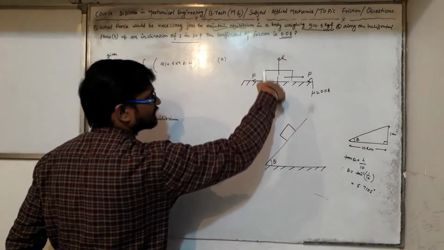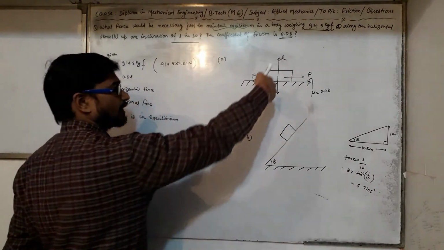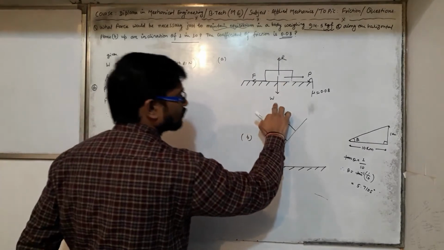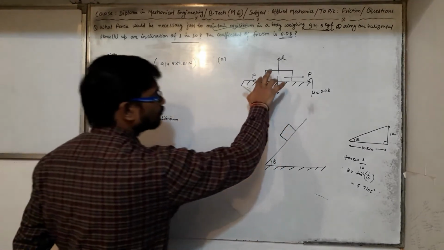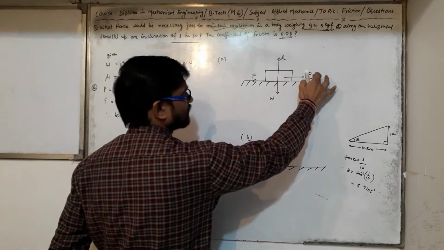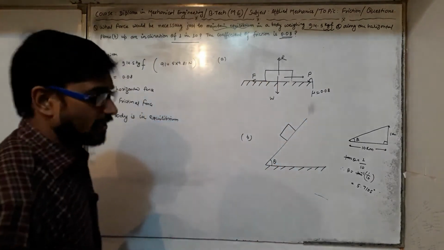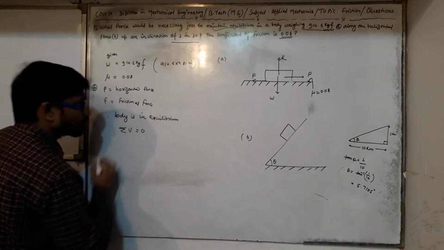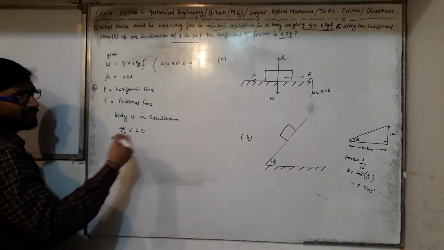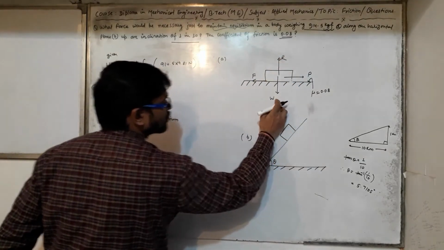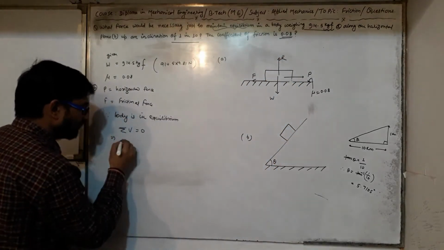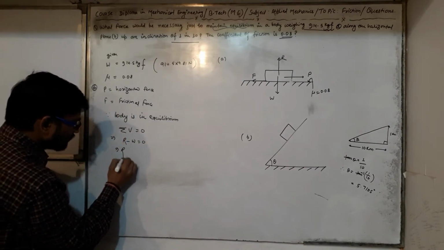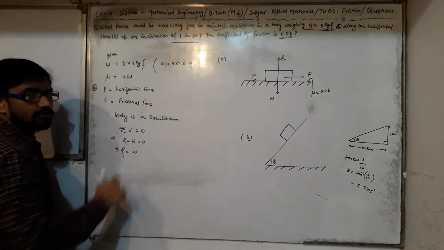So there are two forces acting vertically, R and W. R is acting upward, W is acting downward, and two more forces are acting horizontally: P, the applied force, and the frictional force. First of all, I am taking the summation of all vertical forces equal to 0. By sign convention, R is taken positive and W is negative because they are in opposite directions. So R minus W equals 0. We can say R equals W, transposing W to the right-hand side.